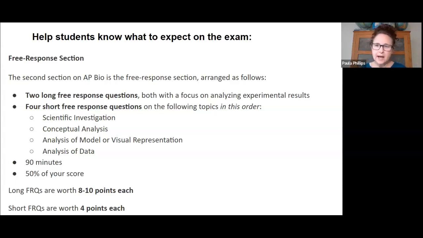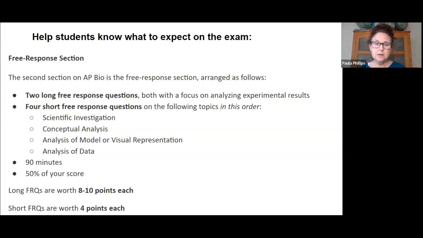So the second half of the exam, after they finish with the multiple choice, there's a break, and then this part begins. These are all free response questions, and there will be 6 free response questions that they can expect. The first 2 are long free response questions. Each one is going to be worth 8, 9, or 10 points. And both of those questions are going to focus on analyzing experimental data. We'll talk more about that in a second, but I think it's important for the students to know that.